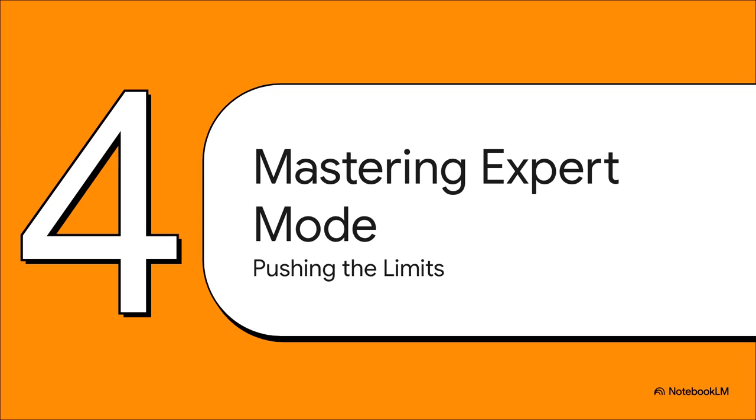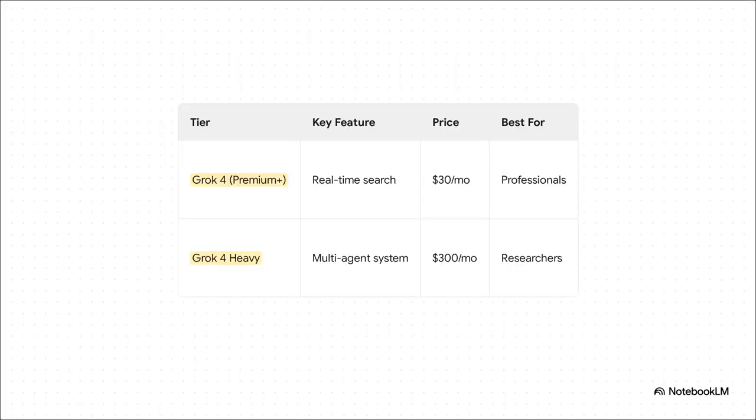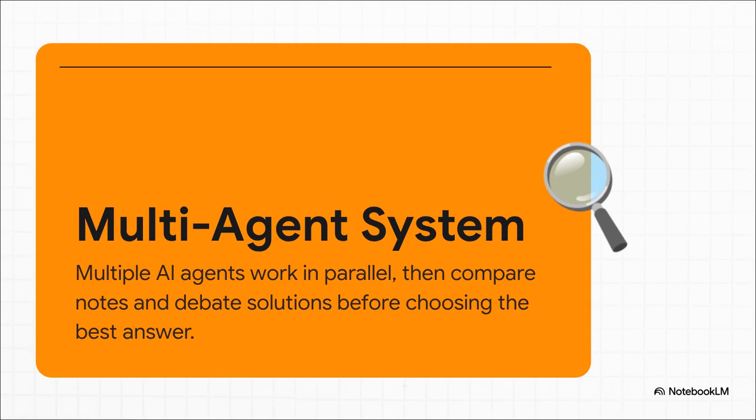Okay, now for all you power users and developers out there, let's explore what happens when you push Grok 4 to its absolute limits. So there are two main tiers. The standard plan is incredibly powerful for most professionals. But then you have the heavy tier, which at $300 a month introduces a completely different and far more powerful architecture.